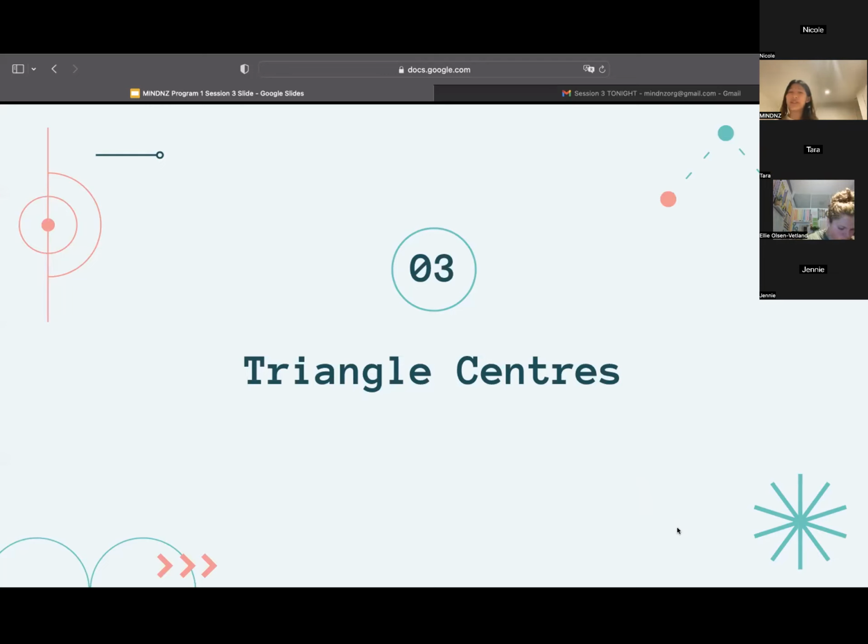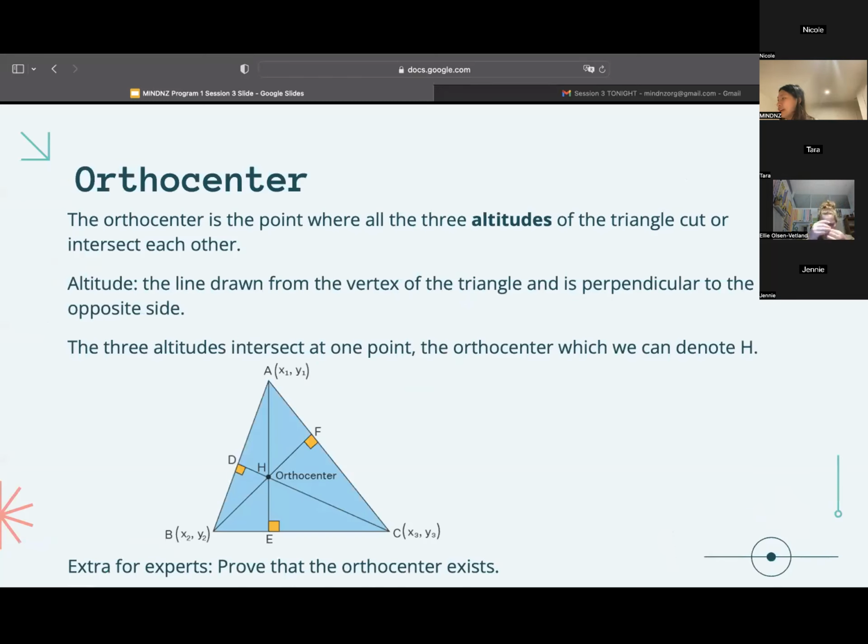Okay, so the first triangle center is like, okay, so what is a center, right? If we're talking about the center of a square or a center of a circle, then it seems pretty obvious, right? We can find the middle. But for a triangle, that's a little bit different because we have so many different types of triangles. That means that we also have a lot of possible centers, right? So the first one would be the orthocenter. So what is the orthocenter?